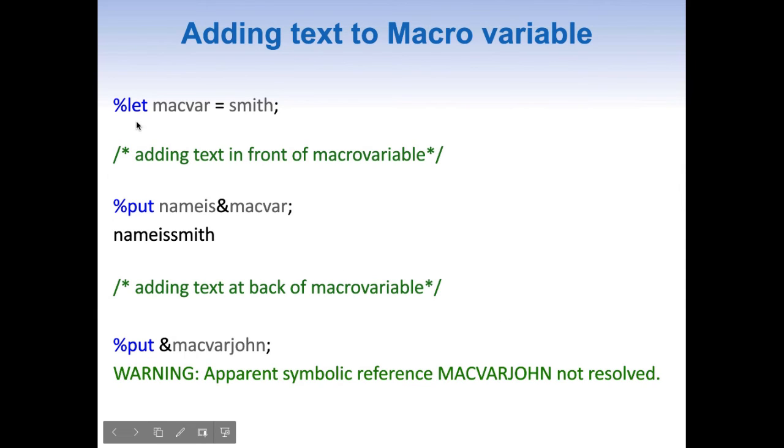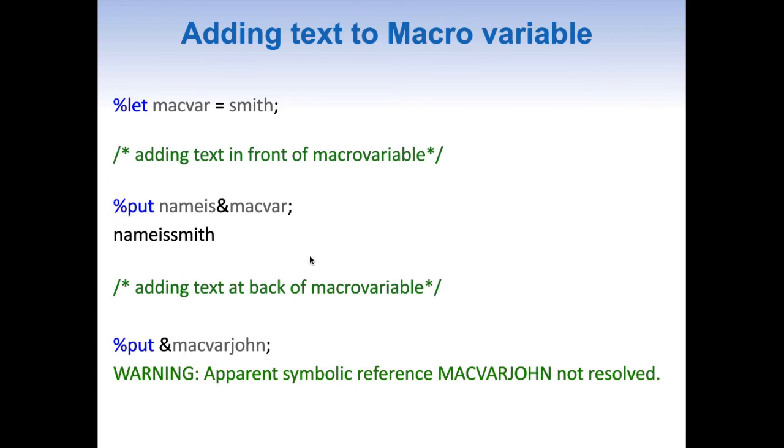Now here my macro variable I have defined as %let macvar equal to Smith. I can add text in front of the macro variable. In this case, I have done %put name is ampersand macvar. Here, what happens is, as ampersand is a macro trigger, this ampersand macvar resolves first, and as "name is" is in front, this becomes name is Smith. So this is a pretty straightforward scenario.